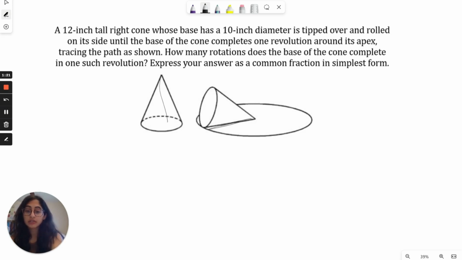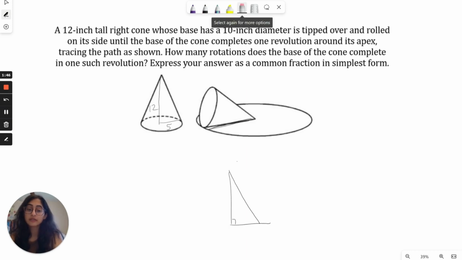Right, we know the height. We know that the height is 12 inches, and we know that the diameter is 10 inches, meaning the radius of this cone is 5 inches. So how do we find the lateral edge right here, which is the radius of that circle? Well, the height is of course perpendicular to the base, and so perpendicular to the radius, meaning if we wanted to find the lateral edge, that's just a right triangle.